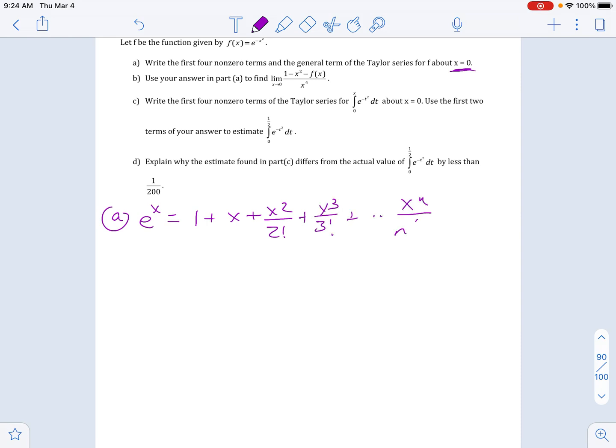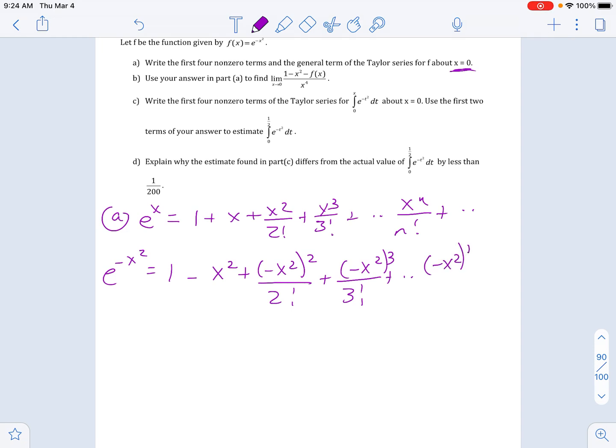And the general term for this is pretty straightforward. So e to the negative x squared is just going to be replacing negative x squared wherever I see an x. So this becomes negative x squared. I'm going to plug in a negative x squared wherever I see an x. And same thing for the general term. And it is a series, so make sure you write the plus dot dot dot. So this would be your first four non-zero terms and the general term.